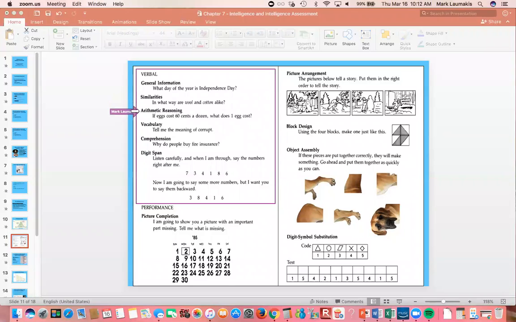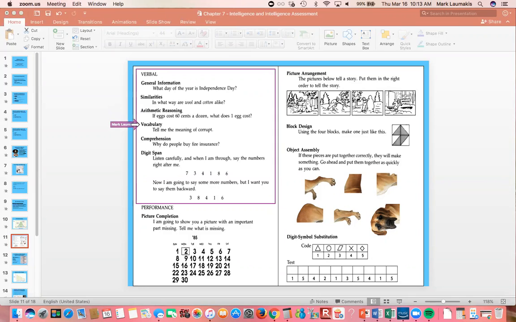Arithmetic reasoning. If eggs cost 60 cents a dozen, what does 1 egg cost? So we do the math section verbally. It's kind of odd. You might think I'm going to give you a bunch of math problems to work on. No, I give you that. 2 points if you answer really quickly. 60 cents a dozen, 1 egg, so 60 divided by 12, a dozen means 12. 60 over 12 is 5. The more quickly you get it, the more points you get. If you get it right, but it takes you 30 or 40 seconds, you're going to get fewer points than someone who gets it quickly.